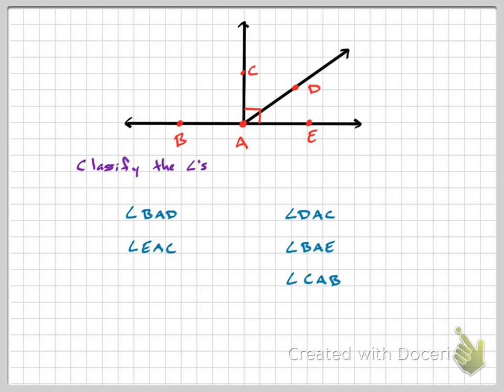So I want you to take a look at this diagram. This is just a good example to test the skills of what we just talked about. So classifying angles. Part of this is also being able to find the angle that I'm talking about. So I say angle BAD. Start at B, go to A, go out to D. So I'm talking about this angle right here.